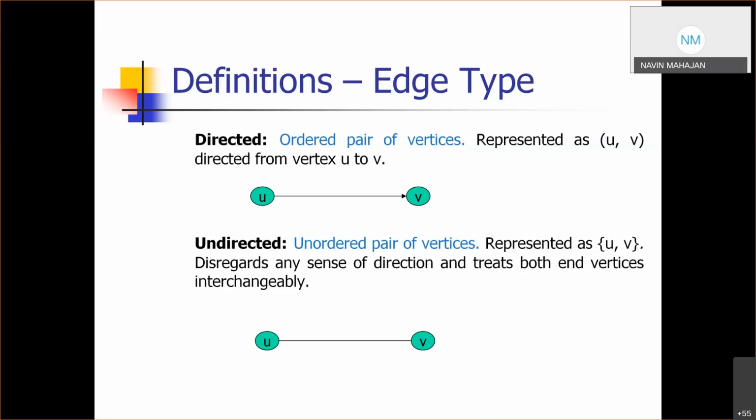Now take the other example, undirected graphs. What are undirected graphs? When in a graph there are edges between vertices, and those edges do not have an arrow or a direction symbol, then they are called an undirected graph. An unordered pair of vertices represented as (u, v) disregards any sense of direction and treats both end vertices interchangeably. So I can represent this edge as u to v or v to u. So this is called an undirected graph.